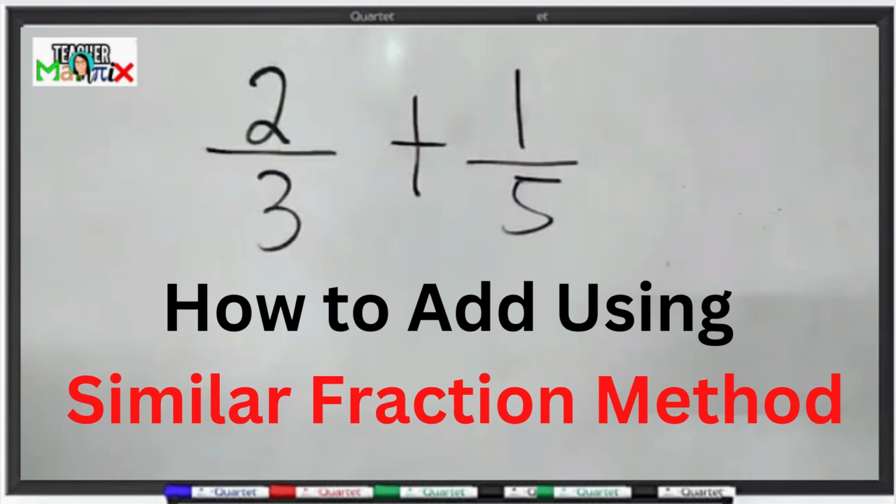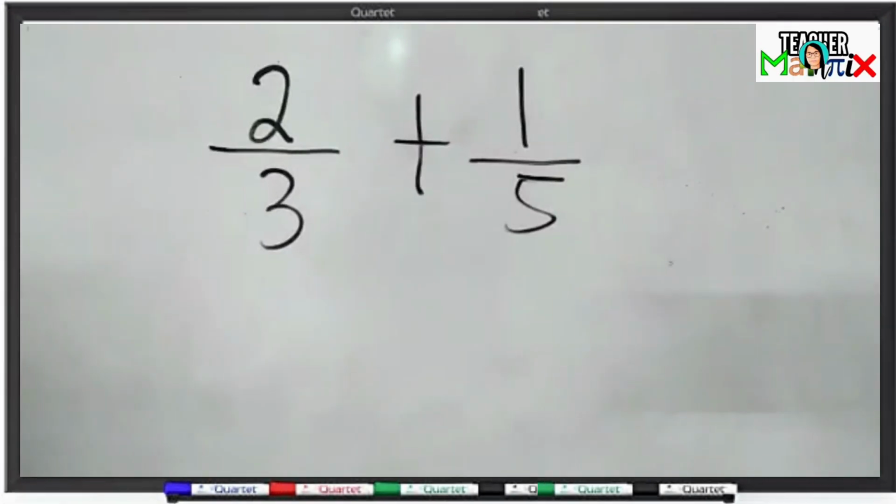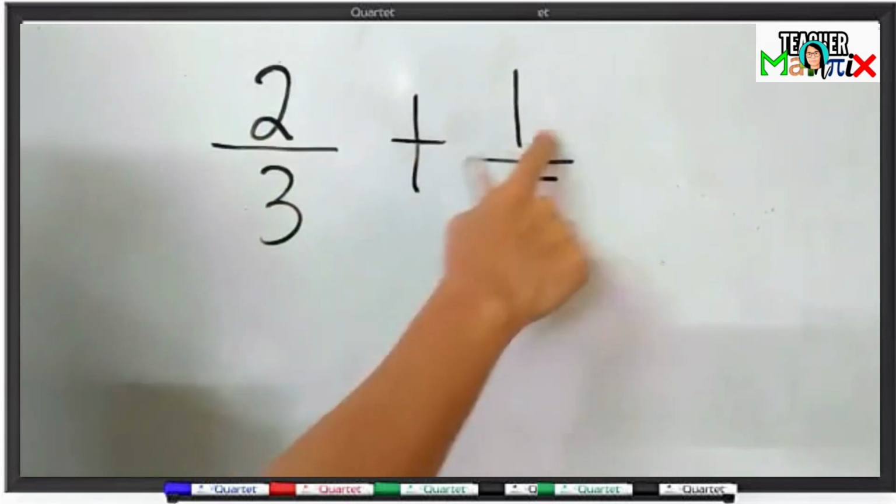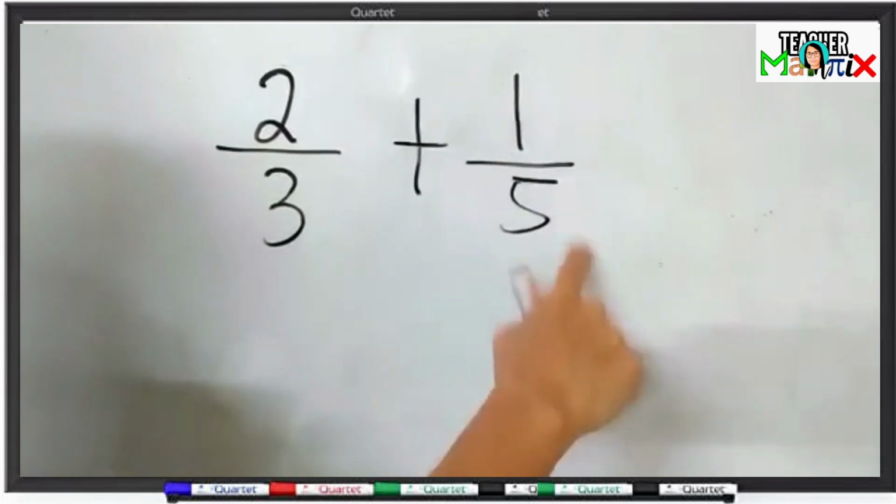So, other method yan, aside pa sa butterfly method. So, 2/3 plus 1/5.